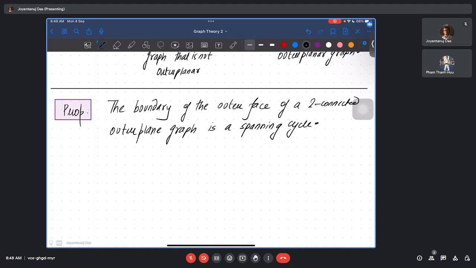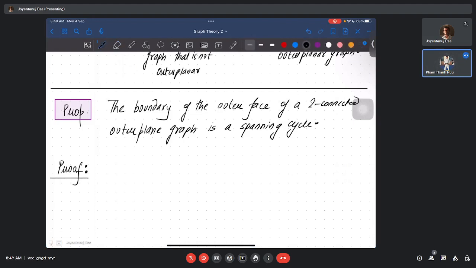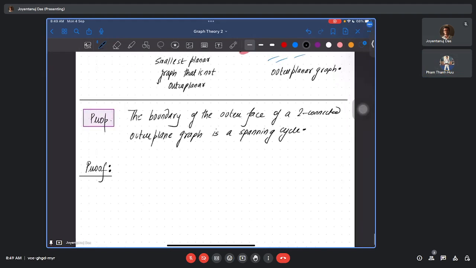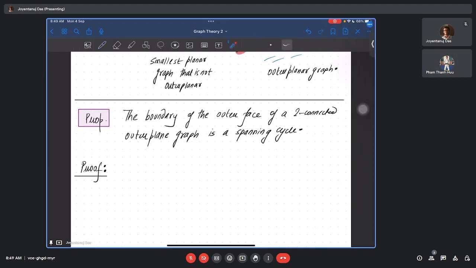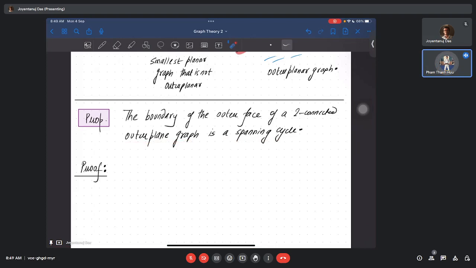Right. So I know that it is spanning because all the vertices are there on the boundary. The proof is not very difficult. The boundary of the outer face, the face that is not bounded, of a two connected outerplane graph is a spanning cycle.